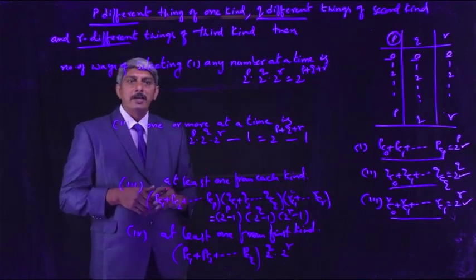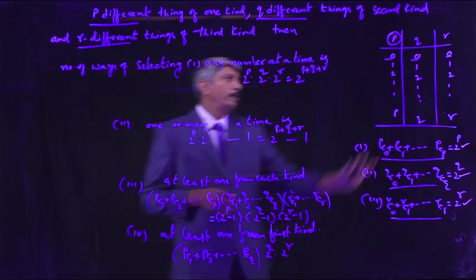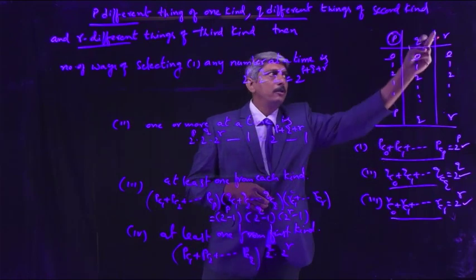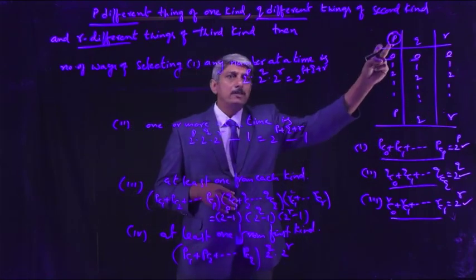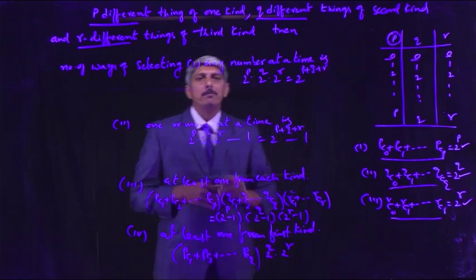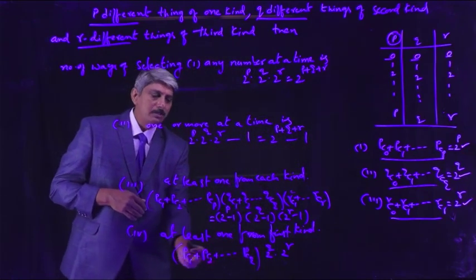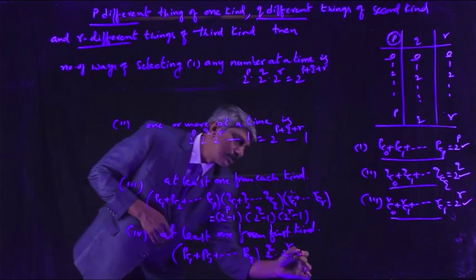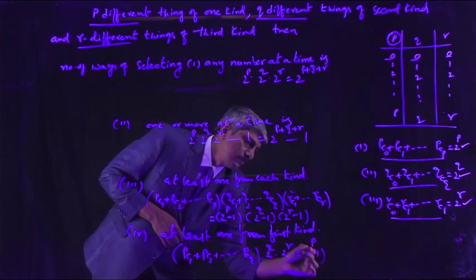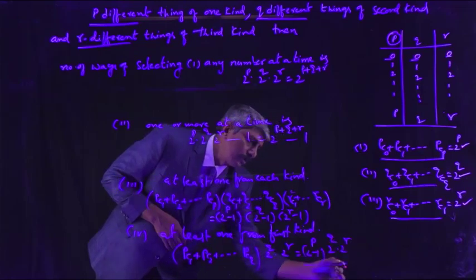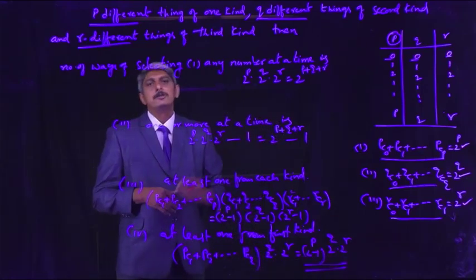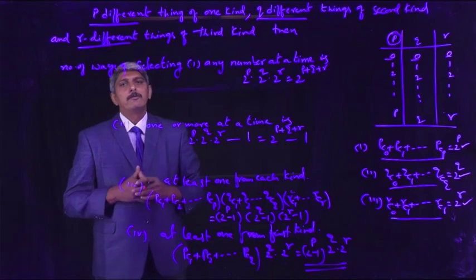But in the previous case, how many total cases for the first operation? P. For the second, Q plus 1, and for the third, R plus 1. But here, in the first operation, this is 2 power P minus 1. Second is 2 power Q. Third is 2 power R. So these are the required number of ways of selecting.